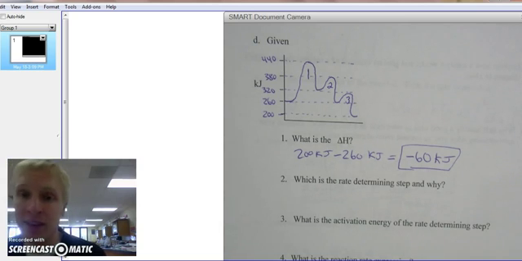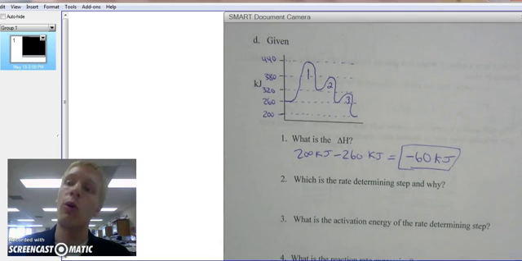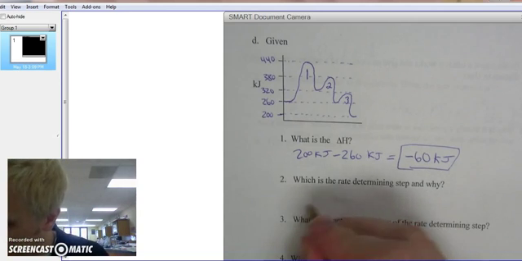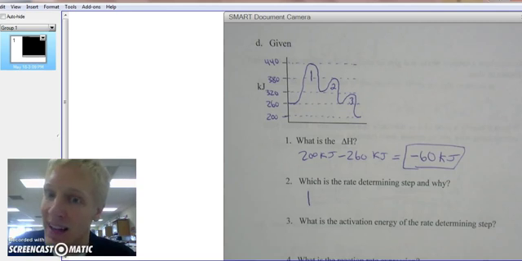And the slowest step is the one with the highest activation energy. Why is that? It's kind of like riding a bicycle up a very, very steep hill or riding a bicycle up a small little hill. Which one is going to take longer? The one that's a high hill. Same thing with a chemical reaction. The one that's going to take longer is the higher activation energy. So step 1 is the rate determining step because it has the highest activation energy, therefore it takes the longest. It is the slowest reaction. Therefore, it determines the rate.